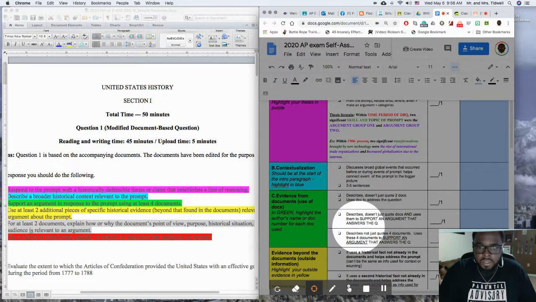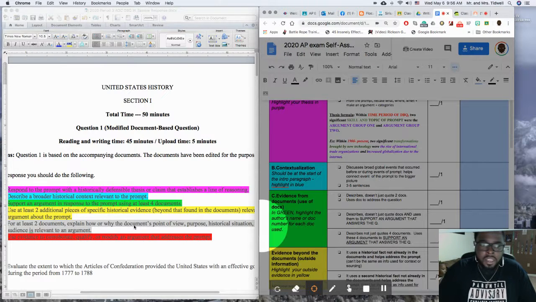The next thing is going to be evidence. This is going to be highlighted in green. All right, this is when you use the documents. So describe, don't use quotes to documents, use the docs to address the question. Remember I told you guys, in this case, make sure you don't quote. I want you to simply paraphrase, which means you'll be clear and free of any kind of plagiarism issues. So you'll be using your own words, but make sure you still cite the documents at the end.